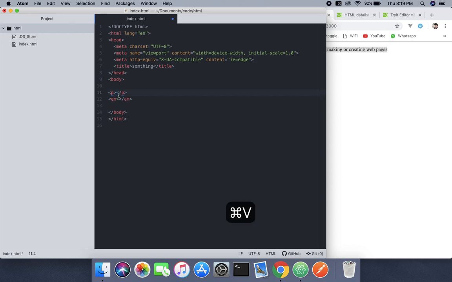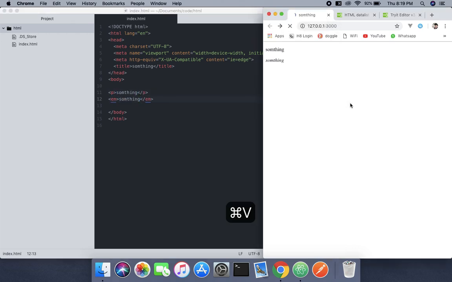so you can know the difference between the two. So this is the emphasized. You see a minor difference, but it is a good one. So this is what it does for writing tags.